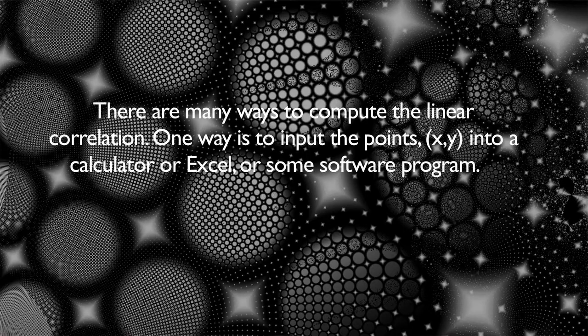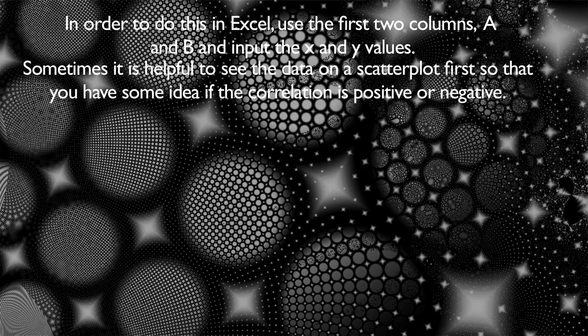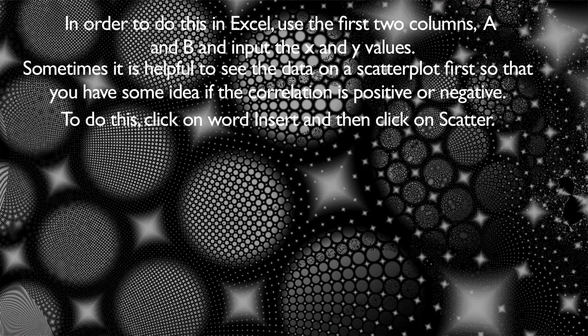There are many ways to compute the linear correlation. One way is to input the points x and y into a calculator, or Excel, or some other software program. In order to do this in Excel, use the first two columns A and B and input the x and y values. Sometimes it's helpful to see the data on a scatter plot first, so that you have some idea if the correlation is positive or negative. To do this, click on the word Insert and then click on Scatter. That will give you the scatter plot.